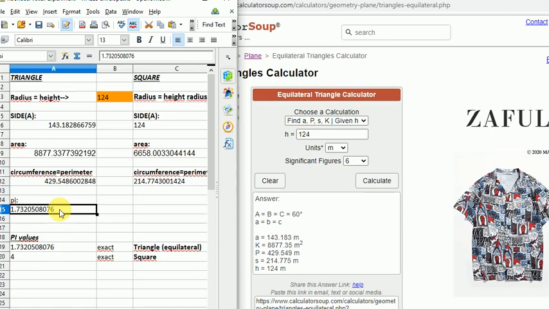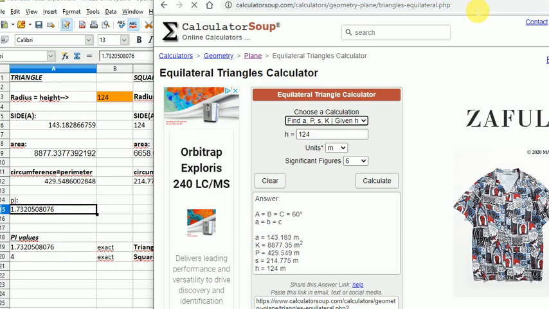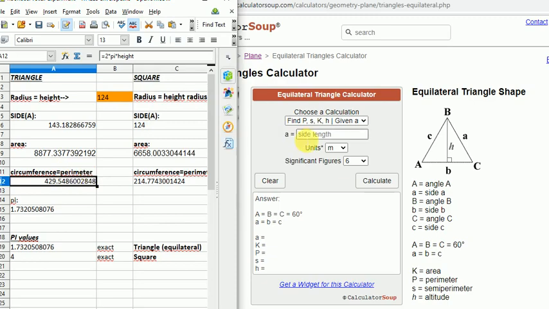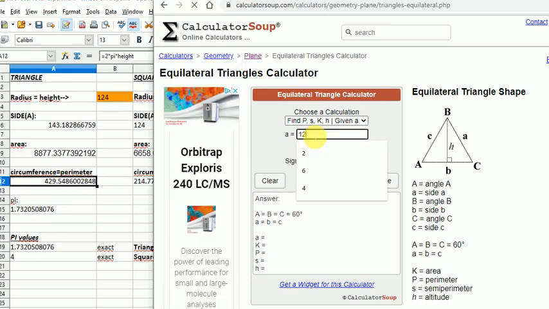You know, with pi of a circle, all you need is the radius, and you'll be able to find the circumference and the area. For equilateral triangles, all I need is the height, and I'll be able to tell you the area and the perimeter. Perimeter is P. So if we put 124 in there again, remember, perimeter is P. Calculate for a given height.